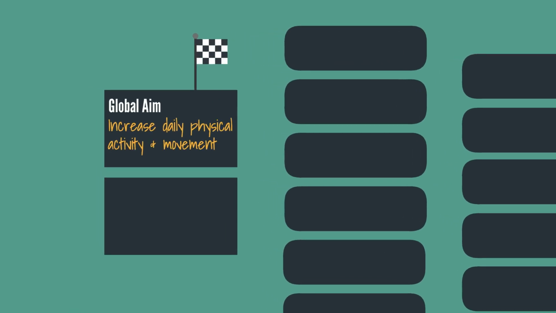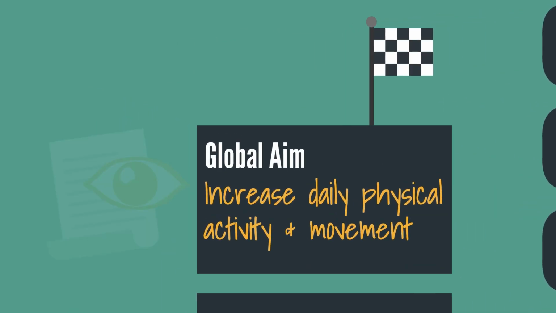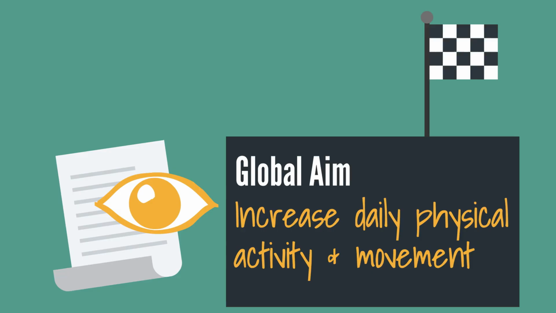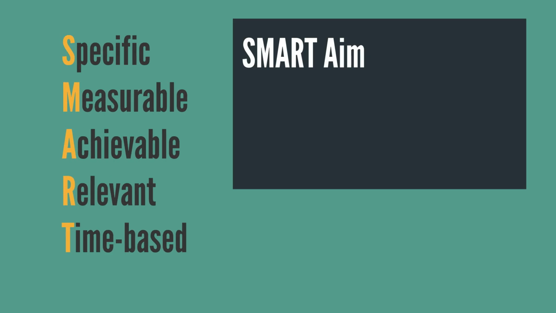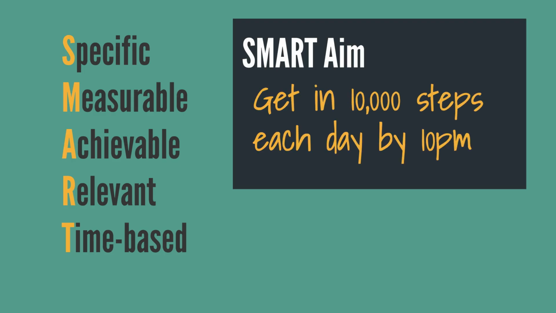Sometimes goal statements stay very high level and read more like a vision or an ambition statement. In other cases, you may see a more explicit SMART aim. This is a goal that is specific, measurable, achievable, relevant, and time-based. An example would be to get in 10,000 steps each day by 10 p.m.